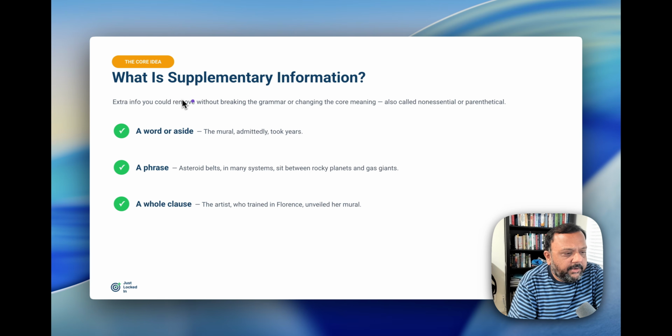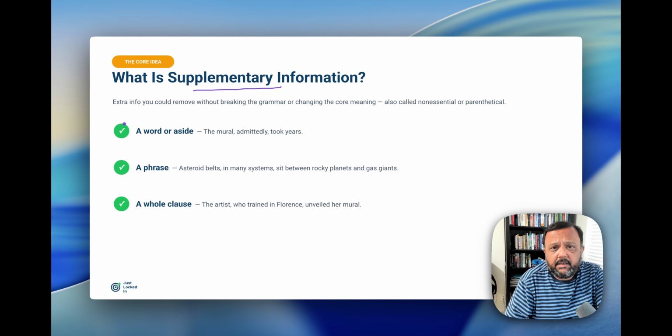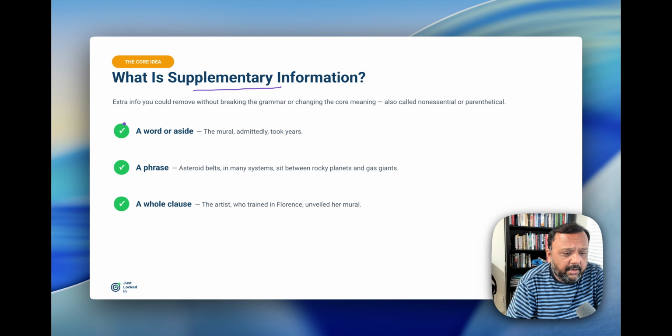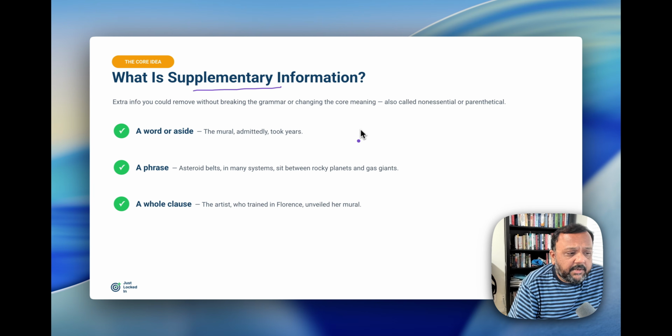So what is supplementary information? Supplementary information is extra information that you have in a sentence. The test of supplementary information is that you could remove it without breaking the grammatical correctness of the sentence, or affecting the core meaning or the idea that the sentence conveys. Supplementary information is also called non-essential clauses, non-essential information, or parenthetical information, parenthetical clause, or expression.